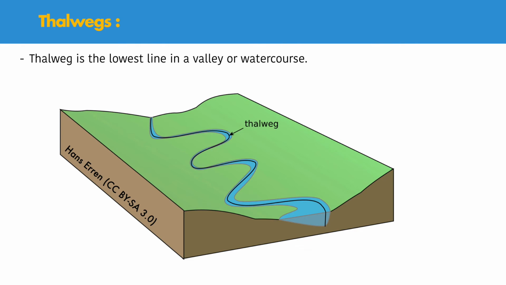Like you see, the talweg is the black line, because when you see here, you know that it's the lowest line in this watercourse.